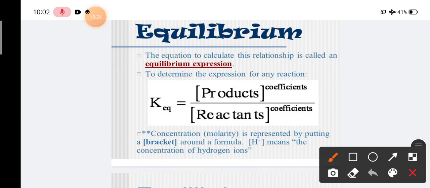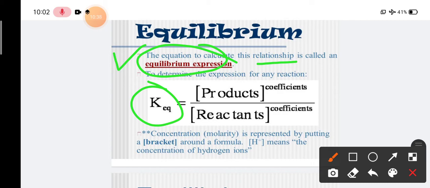The equation to calculate the relationship is called the equilibrium expression, and in the case of the equilibrium expression we have the equilibrium constant. Okay, so equilibrium constant is basically the ratio of products to the power of their stoichiometric coefficients, over the reactants to the power of their stoichiometric coefficients.